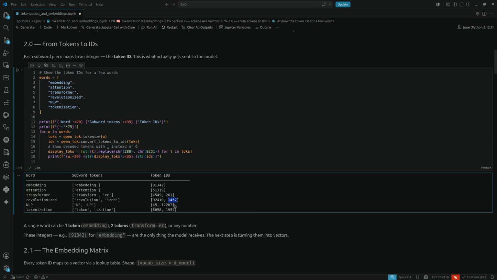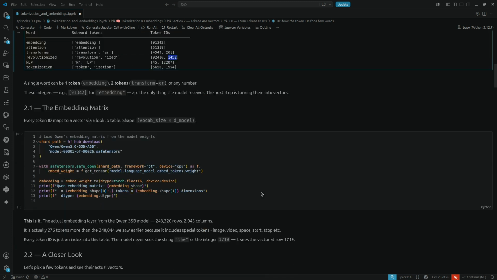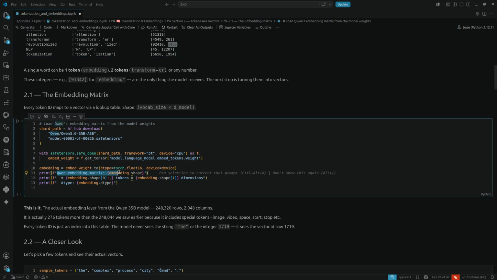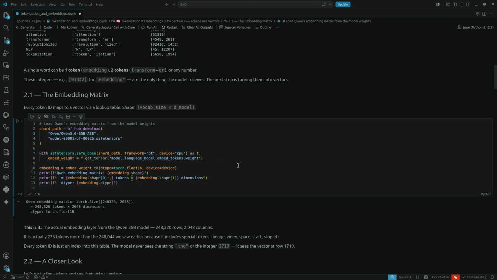Cool. So what does the LLM do with this token ID? It just looks it up. So here we're downloading the actual embedding matrix from the model weights. That's actually part of the model files that you download from Hugging Face. And what we're going to look at is the shape of the embedding matrix. Let's just quickly run that. So it's 248,320 tokens by 2048 dimensions.